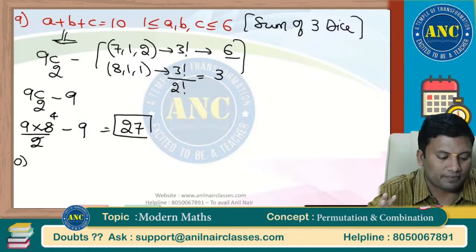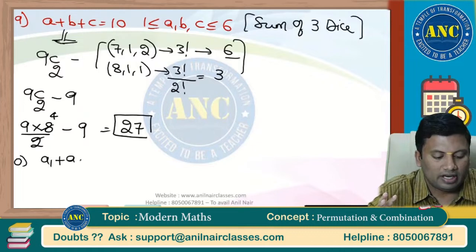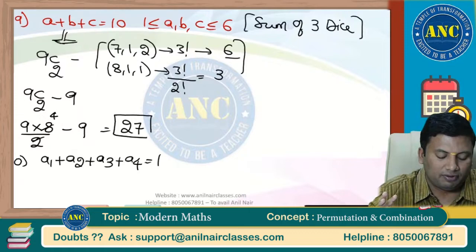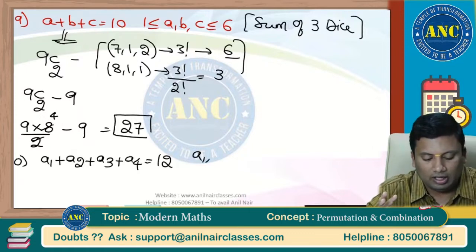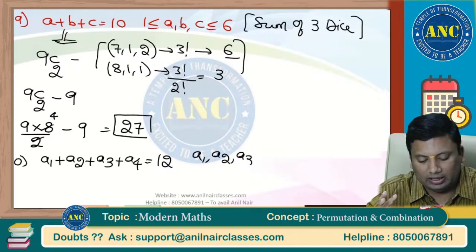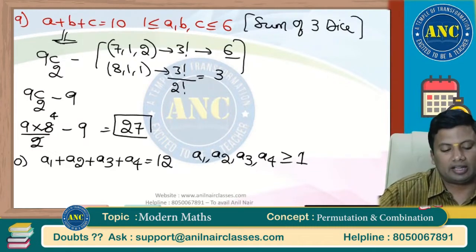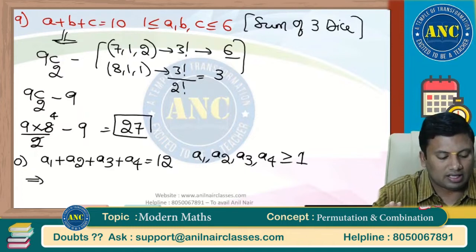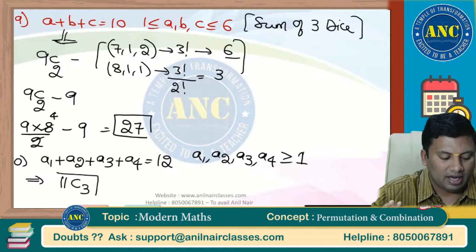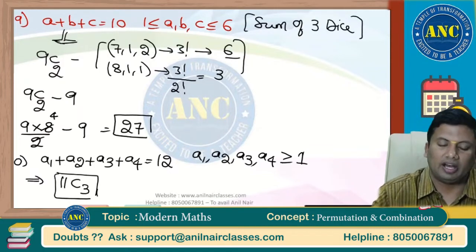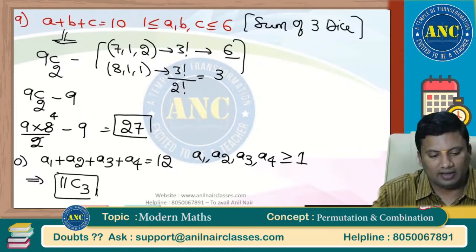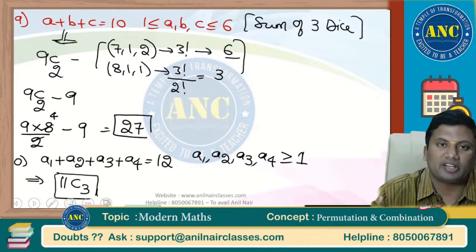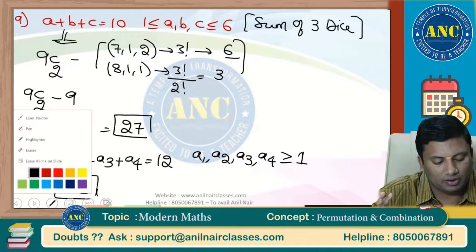Suppose the 10th question. A1 plus A2 plus A3 plus A4 equals 12. A1, A2, A3, A4 are all greater than or equal to 1. So 12 balls are there, there are 11 gaps. So the answer is 11C3. I hope the idea is clear. 11C3. 11th question. Maximum number of problem solving which we will do.